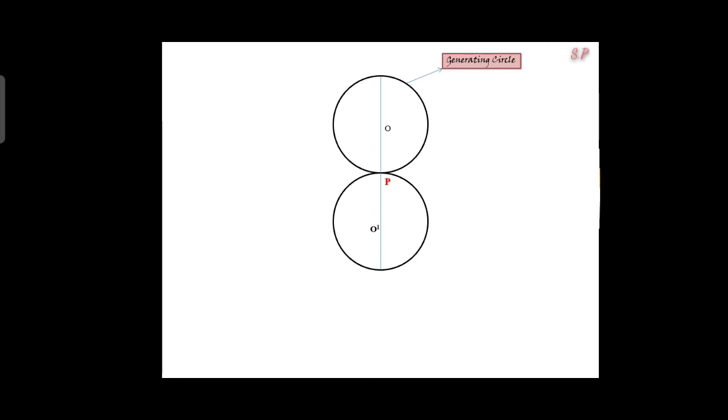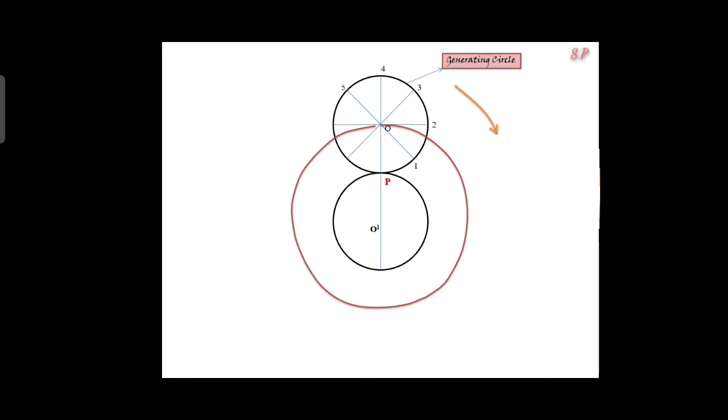After drawing this generating circle, you will draw a locus of the center from the point O. O dash is the center and O dash O is the radius. You will draw a locus of the center. Then I am going to divide the generating circle into 8 parts. Locate the points 1, 2, 3, 4, 5, 6, 7, 8. 8 parts you locate it. Similarly, you will divide the directing circle also equally into 8 parts.